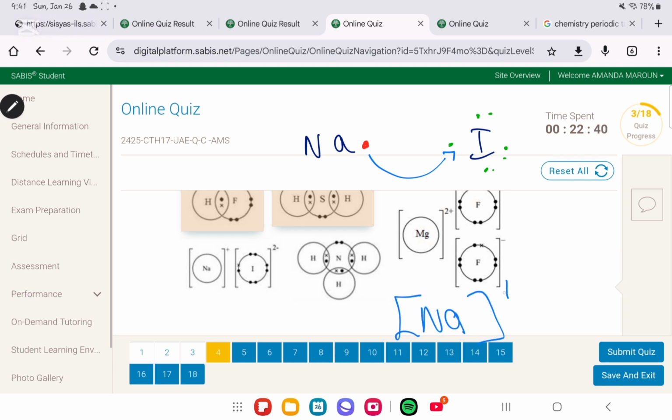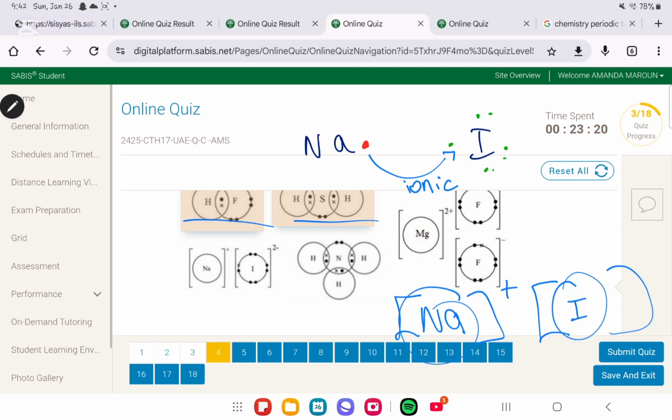So Na will lose an electron, so it's going to be plus. You cannot write it in the format we did for HF and H2S, because this is an ionic bonding, not a covalent bonding. Covalent bonding is between two nonmetals, whereas ionic bonding is between a metal and a nonmetal. So Na plus, then we put this I. You can put 2 minus if you want.